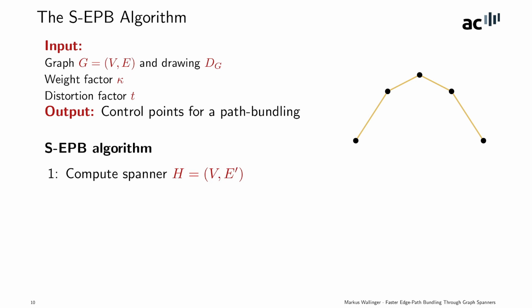For the spanner edge path bundling algorithm, we start off by computing a multiplicative T-spanner on the graph and its drawing. You can take a look at the running example, and this is exactly the spanner for this example. Now, for all the edges in the spanner, we raise the edge weight or the length by our weight factor kappa again, with the same thought process as for the normal edge path bundling algorithm, that we want to prefer shorter edges on our paths, and this can be determined with the weight factor.